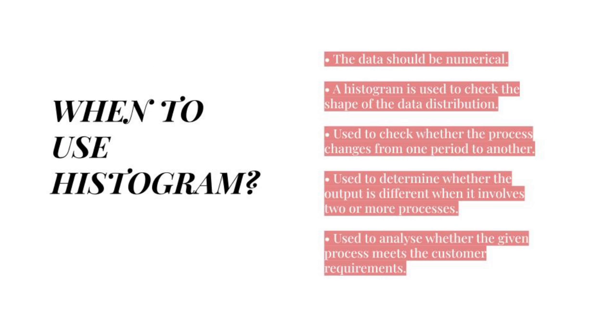When to use a histogram? The histogram graph is used under certain conditions. The data should be numerical. A histogram is used to check the shape of the data distribution. It is used to check whether the process changes from one period to another. It is used to determine whether the output is different when it involves two or more processes. It is also used to analyze whether the given process meets the customer requirements.